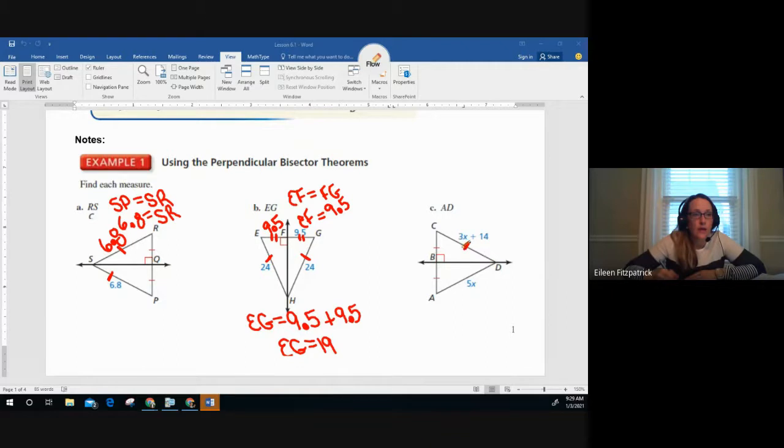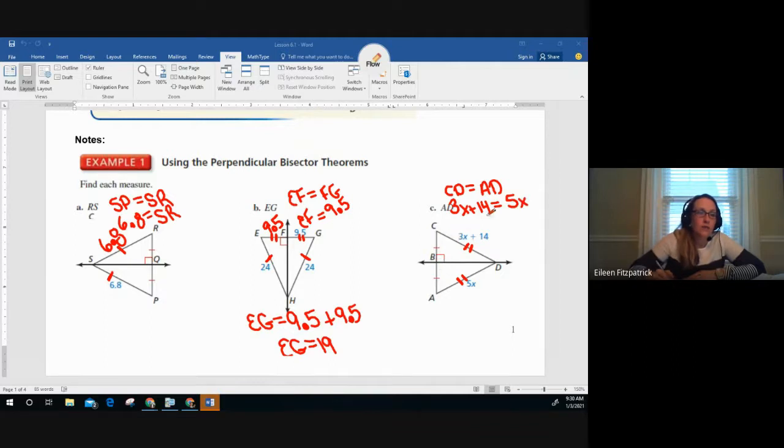So I know that CD is equal to AD. All right, so CD is equal to AD. So I can set those expressions equal to each other. 3x plus 14 is equal to 5x. And now I can solve for x.